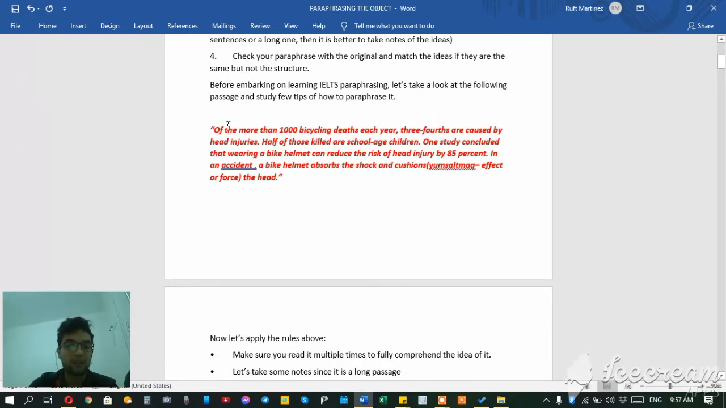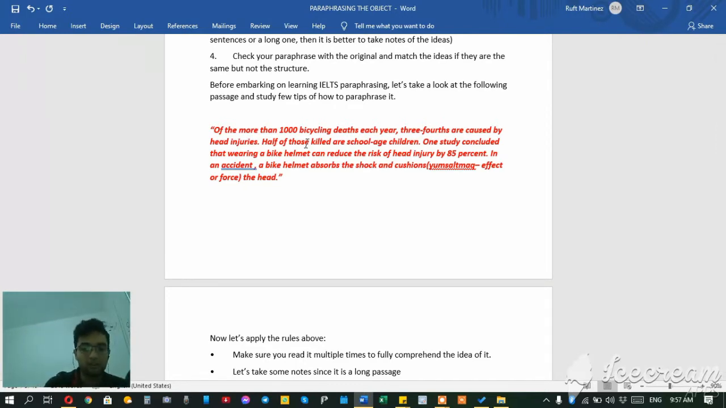It says, of the more than 1,000 bicycling deaths each year, 3/4 are caused by head injuries. You know what it means, right? I don't want to translate it. Out of 1,000 bicycling deaths each year, 3/4 are caused by head injuries. The main idea of the sentence, they're talking about deaths, right? And the cause of the death.